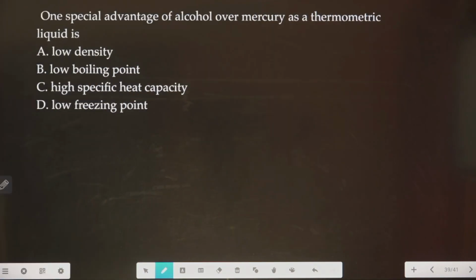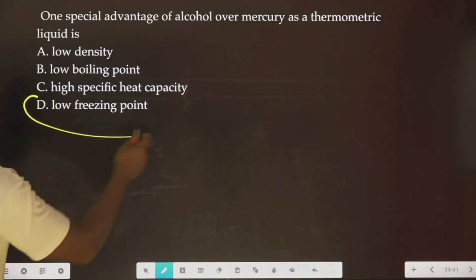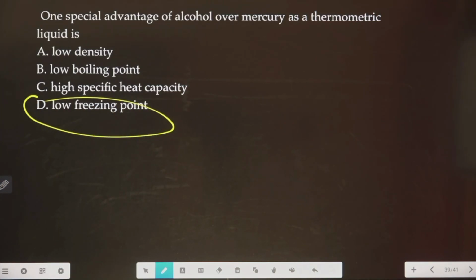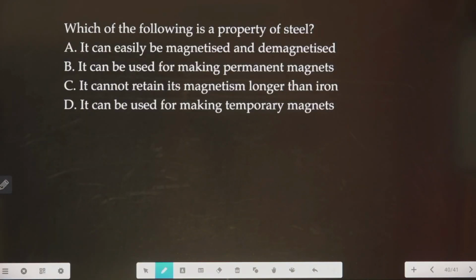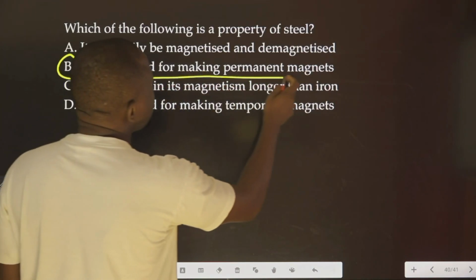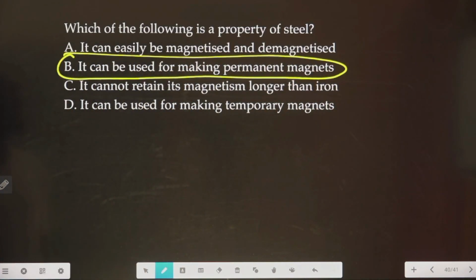Close up. Okay? One special advantage of alcohol over mercury as a thermometric liquid is what? Is low freezing point. Alcohol has a low freezing point over mercury. Okay? Which of the following is a property of steel? The property of steel is it can be used for the making of permanent magnets.